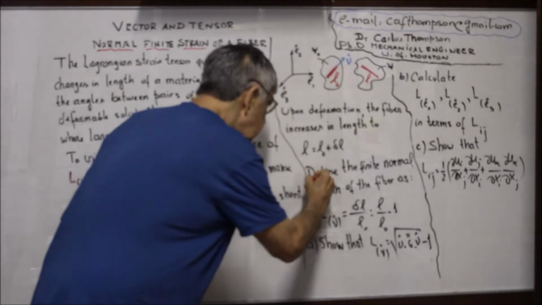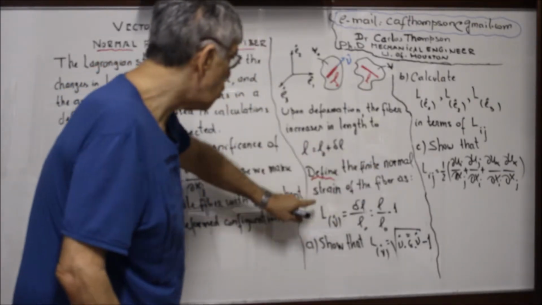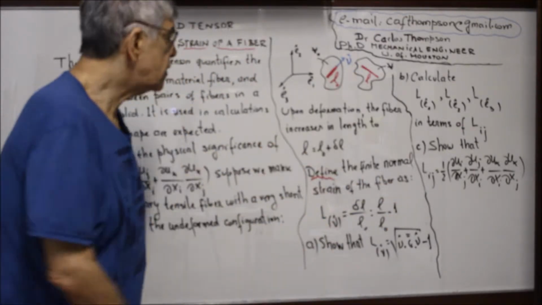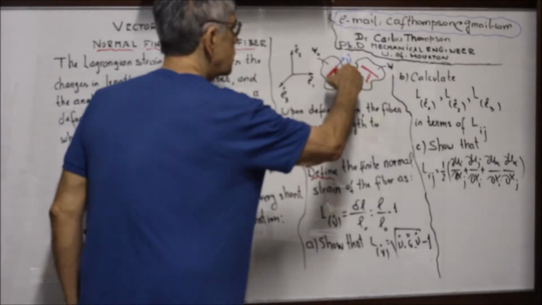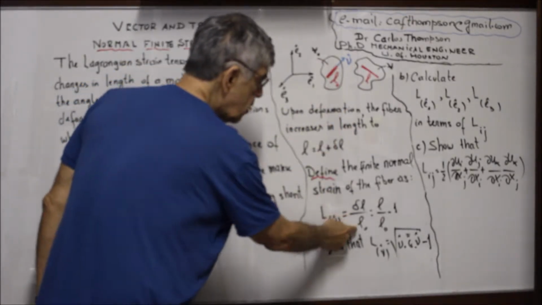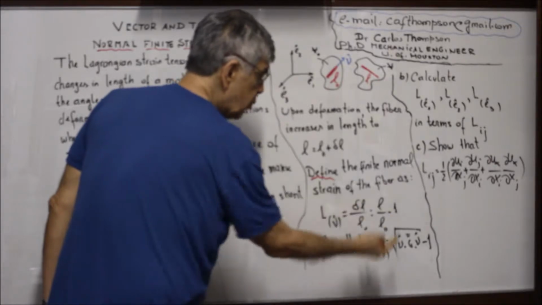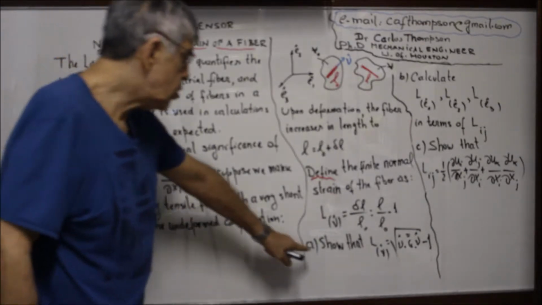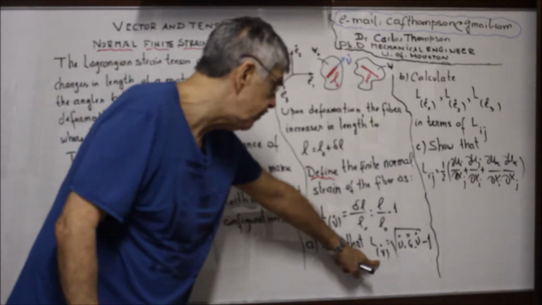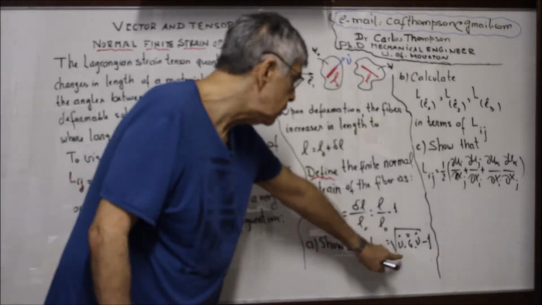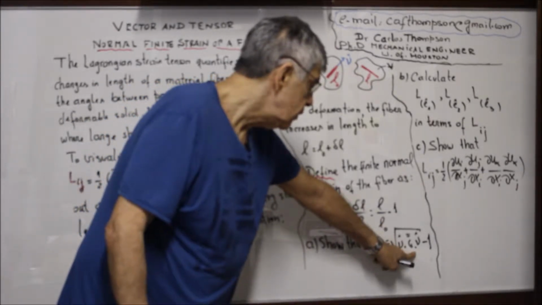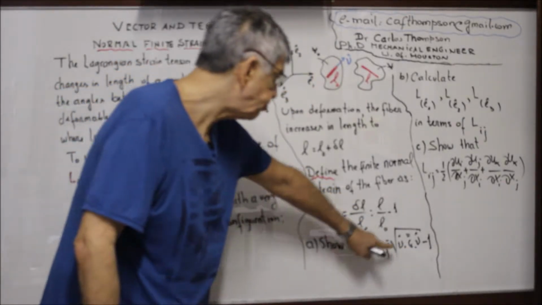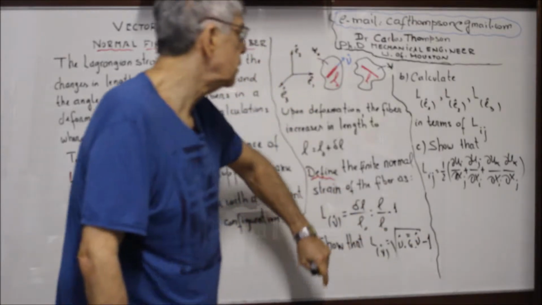Define, you see that's important, the finite normal strain of the fiber in the direction of the unit vector Ni, which is equal to delta L over L0. This can be written as L divided by L0 minus 1. Now, show that the normal strain is equal to the square root of Ni dot the tensor G, defined in the last lecture, dot Ni, minus 1.